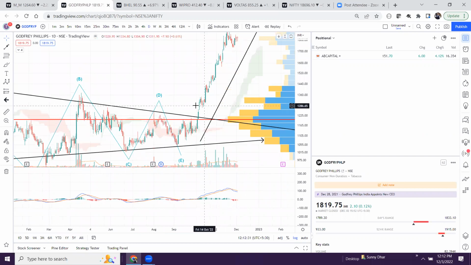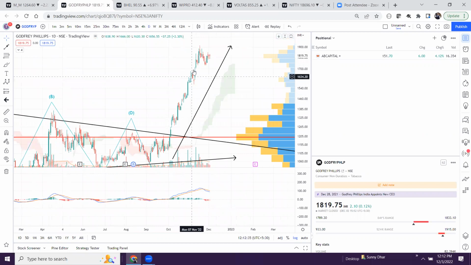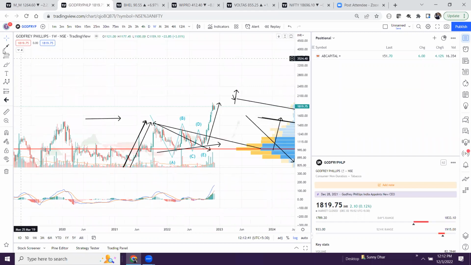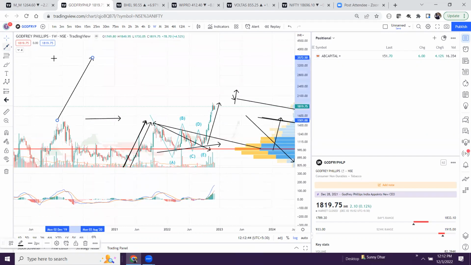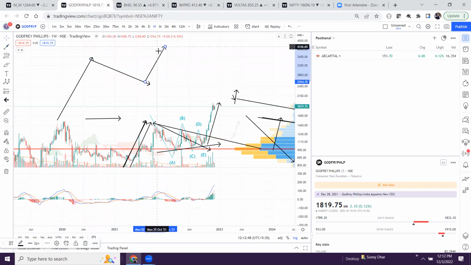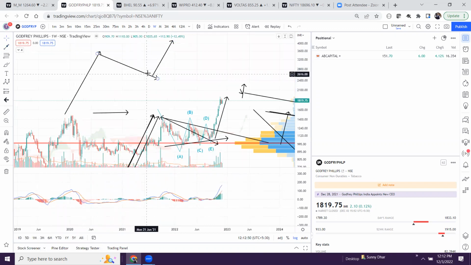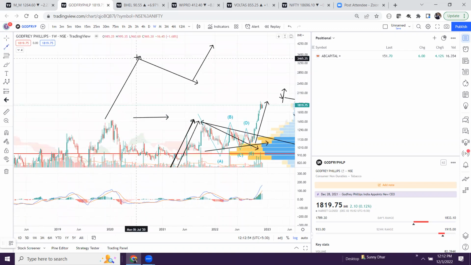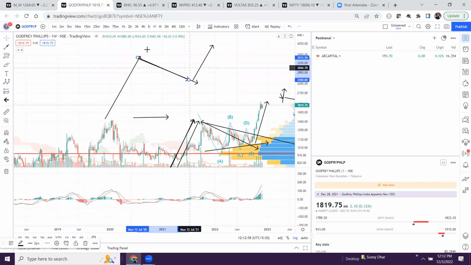If you see, I remember that I gave this talk around this level, and in a very few days it went up to 1900 also. So, a very simple analysis: every impulse followed by a correction, you can go for the next impulse, but you cannot jump in at this moment. Suppose our analysis is that this is the impulse, we have to wait and see whether this correction is over or not.